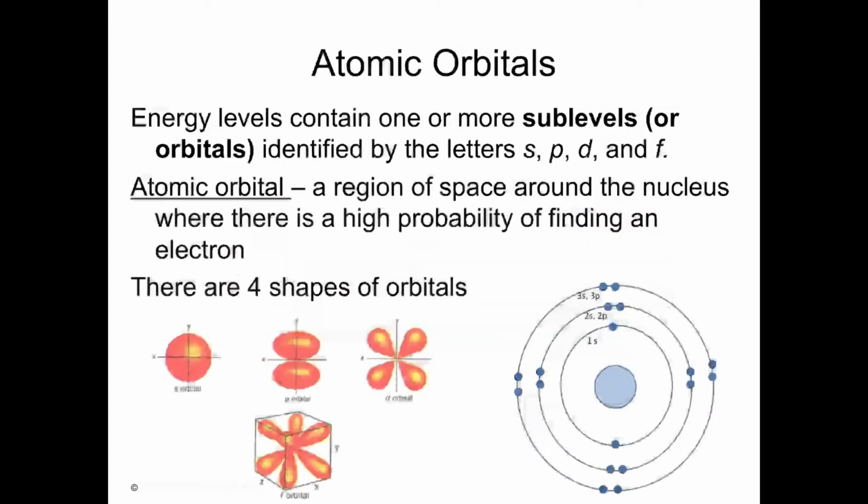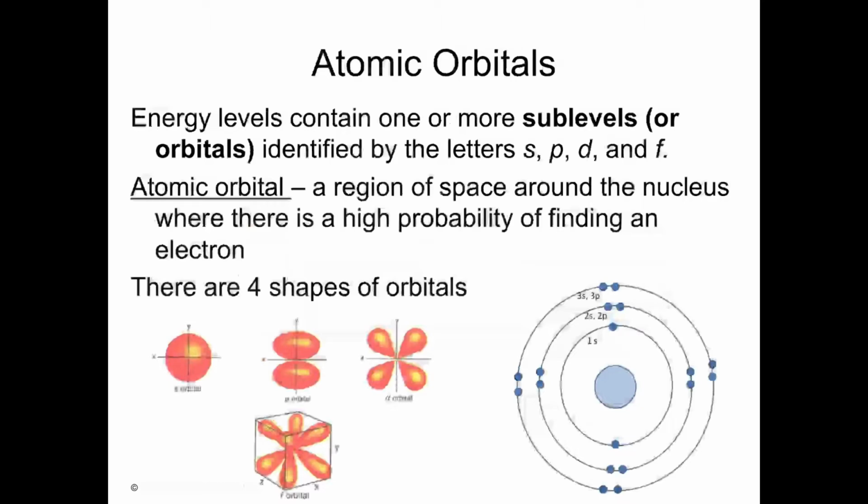Last time we started talking about atomic orbitals or energy levels, right? We thought about these energy levels as rungs on a ladder. Things could either be in the first energy level or the second energy level, but the electrons couldn't be in between. They couldn't be on a 1.5 energy level. So each energy level contains one or more sublevels, and these sublevels we call orbitals.